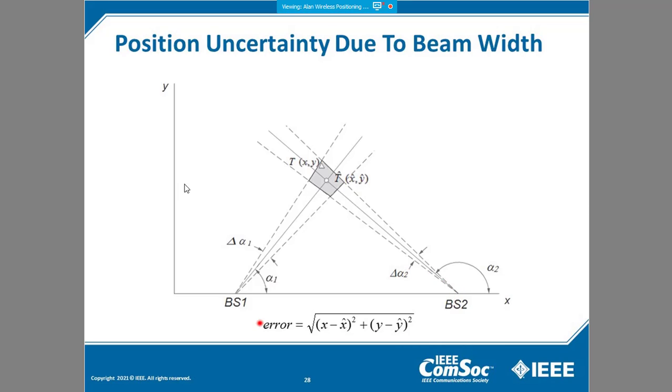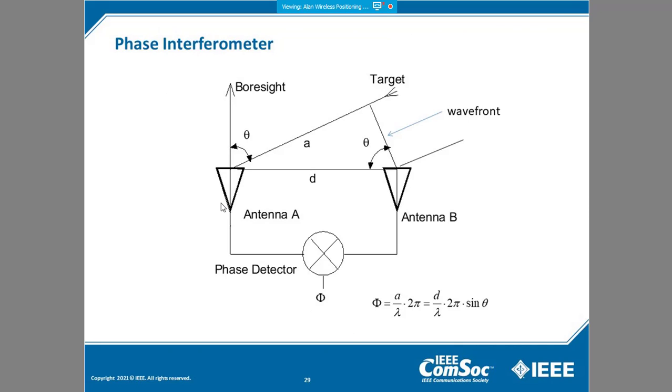Okay, and this is a way of determining the error from the difference between the true position, wherever it happens to be, and the estimated position. This estimated position is estimated according to the angle measurements at, in this case, two different reference stations.